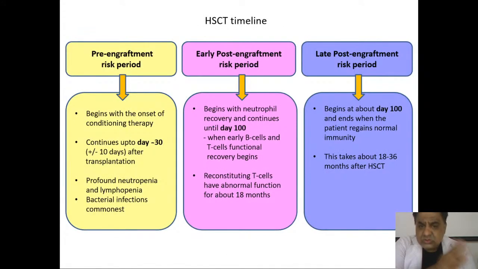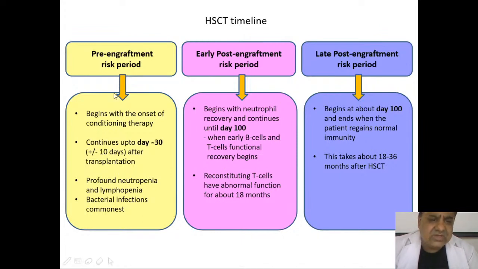So, again, like the Rubin time scale in solid organ transplants I discussed a few minutes back, here also the hematopoietic stem cell transplant has a timeline. The pre-engraftment period, the early post-engraftment period, and the late post-engraftment period. Pre is before the stem cells have been engrafted in the host. So this begins with conditioning therapy, which I discussed, which is given 4 to 10 days before transplantation and continues for up to approximately 30 days or 1 month.